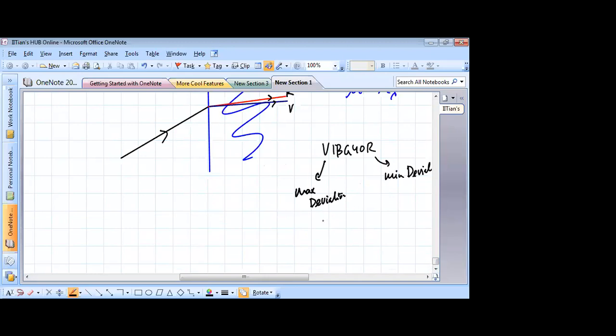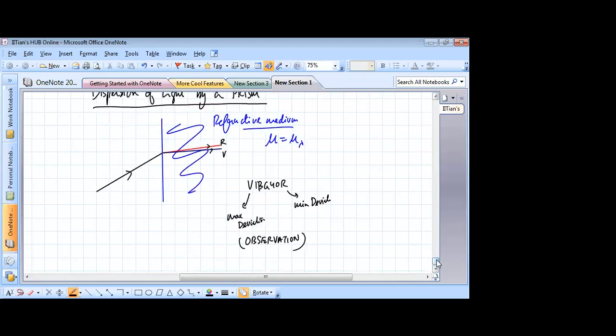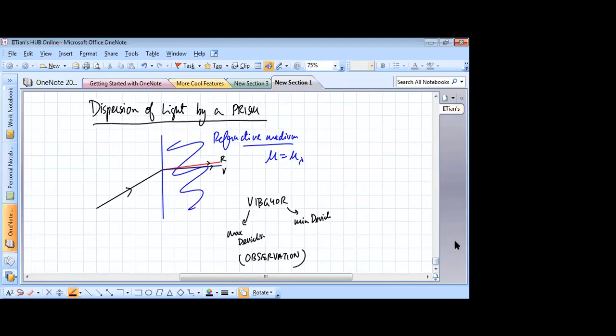This is an observed phenomenon. We can treat it like an observation right now, because we can't really get into the theory of why that happens. That has to do with refraction at wave level, and that goes beyond the scope of our syllabus over here.